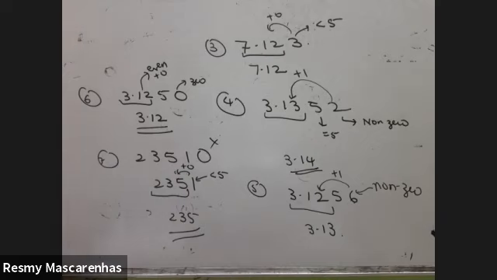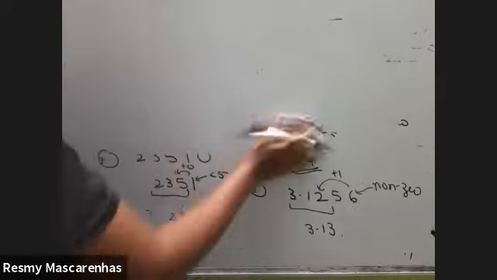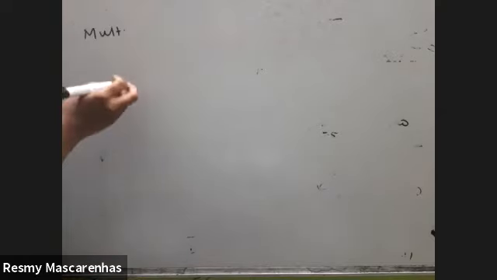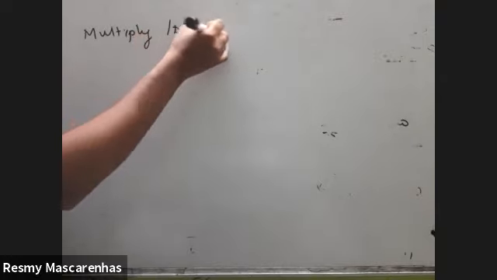Any doubts in this? You can ask me. Now, the last part of this error: what is the significant rounding off? This is what happens when you multiply or divide any number.